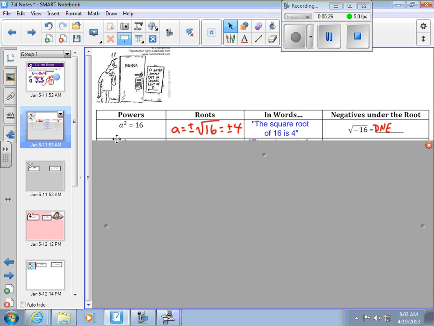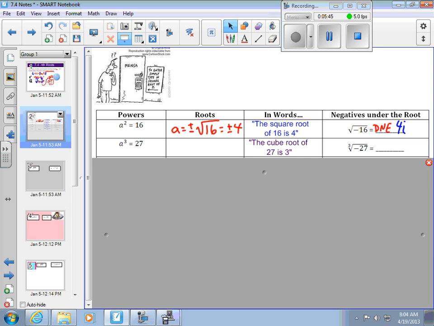We've talked about how to do this before. If you have a negative, you can pull it out and turn it to i. So this would equal i square root of 16. Square root of 16 is 4. So you could get 4i as your answer, but there is no real answer. Okay.